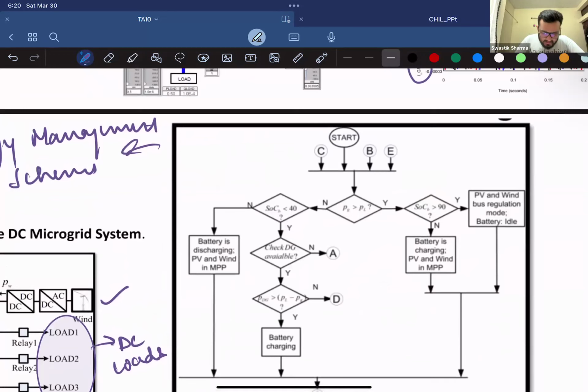If you have enough grid resources, you will check the situation of your battery. If your battery is greater than 90, that means it has reached its highest point. So what you do, you set the PV and wind to bus regulation mode.